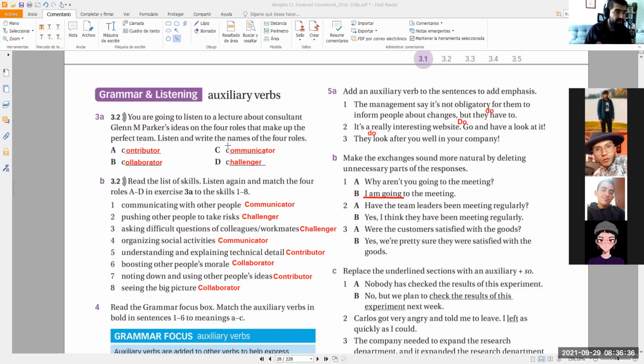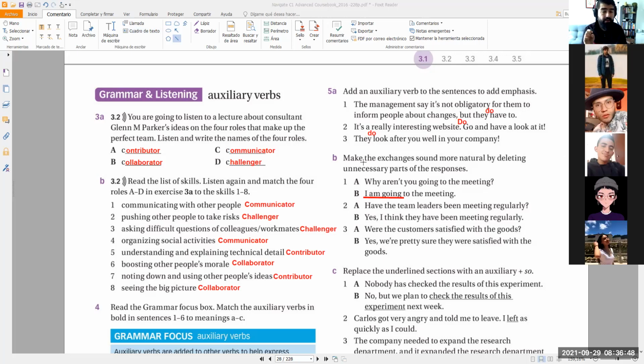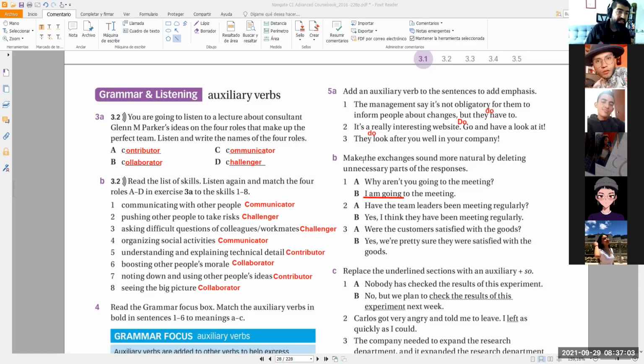Let's see if there is anybody who can help me with that. We're gonna continue with the number 2, and I'd like Angie Rodriguez to help me with that one, if that's okay with you. And the number 2 is: yes, I think they have been meeting regularly. So, have the team leaders been meeting regularly? No, I think it's just, yes, I think they have. That's enough. You don't need to include the rest of it. Just with, yes, I think they have, it's enough. That would be the right answer, but thank you, Angie.